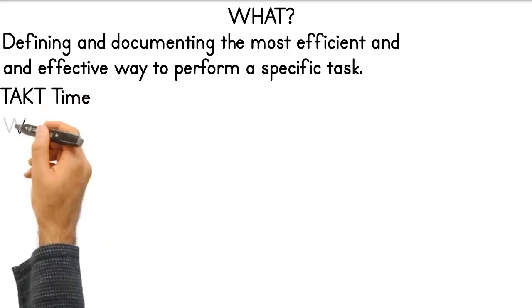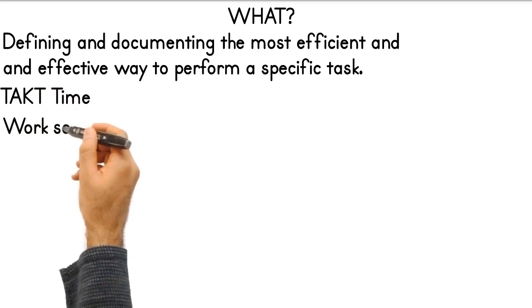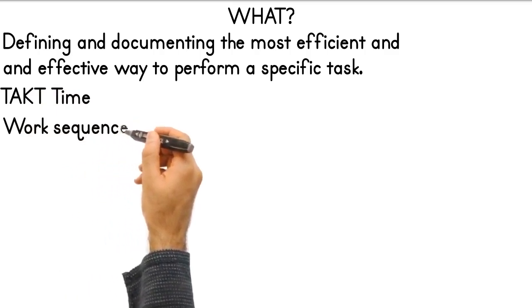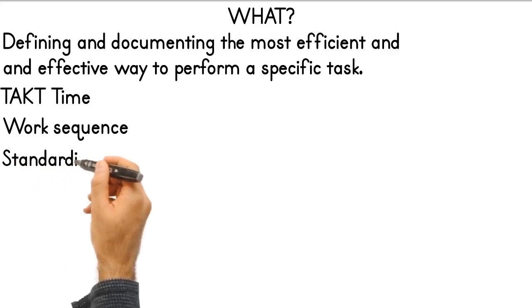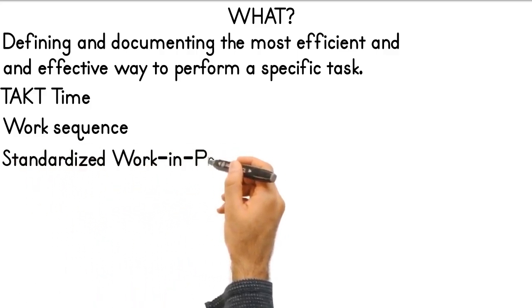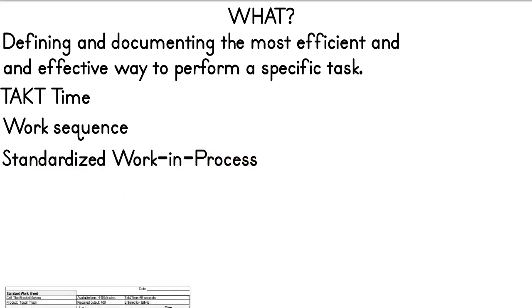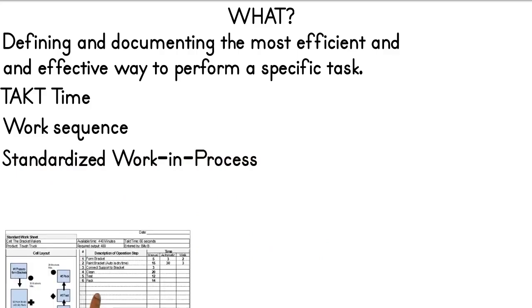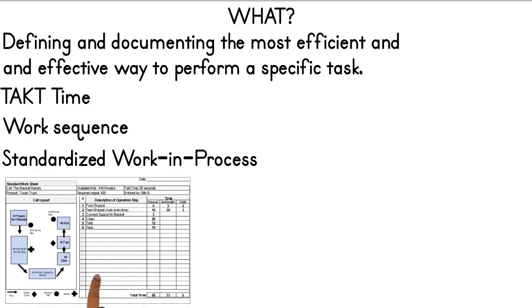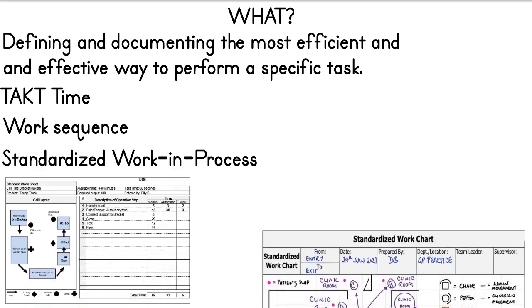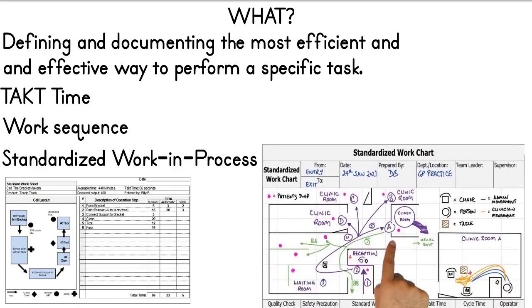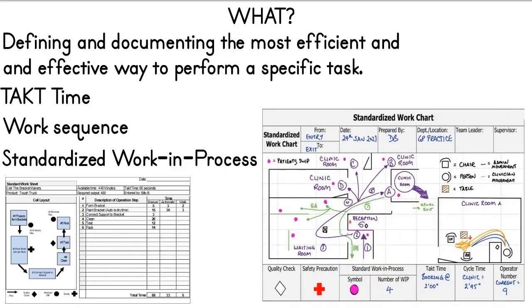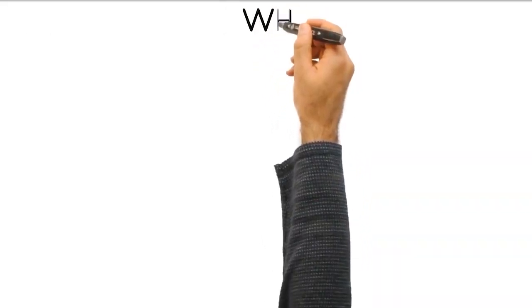The key elements of standardized work are takt time, the amount of time available to produce one unit of product based on customer demand; work sequence, the exact order in which tasks should be performed to minimize inefficiency; and standardized work in process, which defines the amount of work in progress and inventory needed to maintain smooth flow. Standardized work ensures that employees follow a consistent approach to performing tasks, thereby reducing errors, increasing productivity, and maintaining product quality.